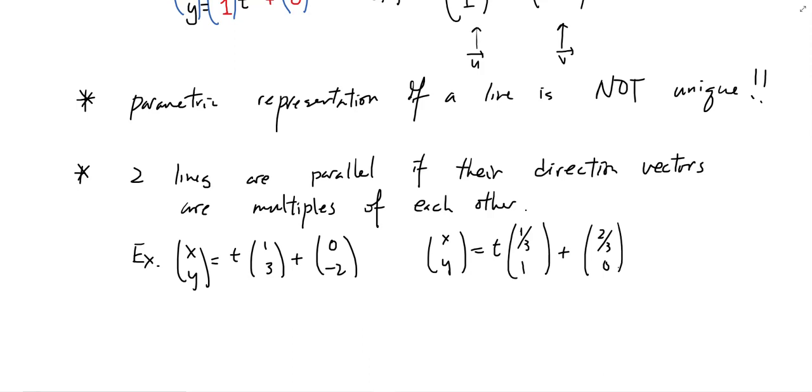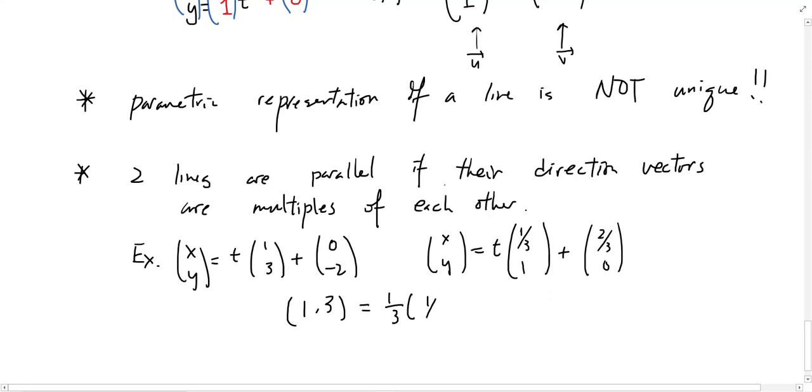So in this case, you can see that it totally is the case, because if you look at it, 1/3 is basically equal to... I'm sorry, I have it backward. 1 is basically equal to 3 times 1/3. So the two direction vectors are actually multiples. One is 3 times longer than the other one. So therefore, these two lines must be parallel.